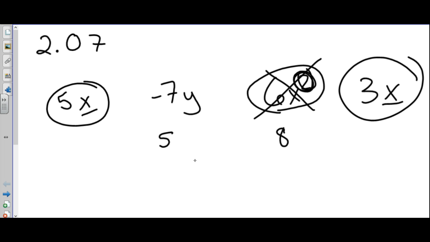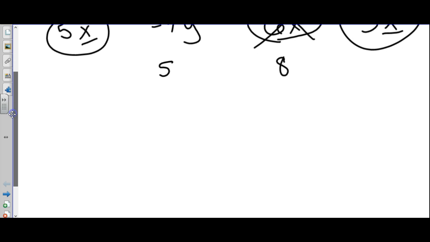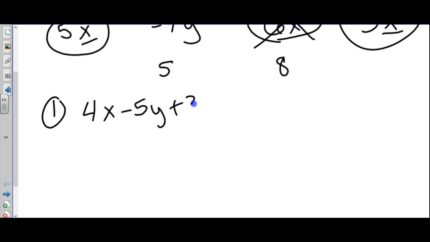So when you have your like terms and you are trying to simplify an expression, you look for your terms that have the same letter. So 4x has an x, and so does 3x. 5y has a y. So the terms that are alike are 4x and 3x.